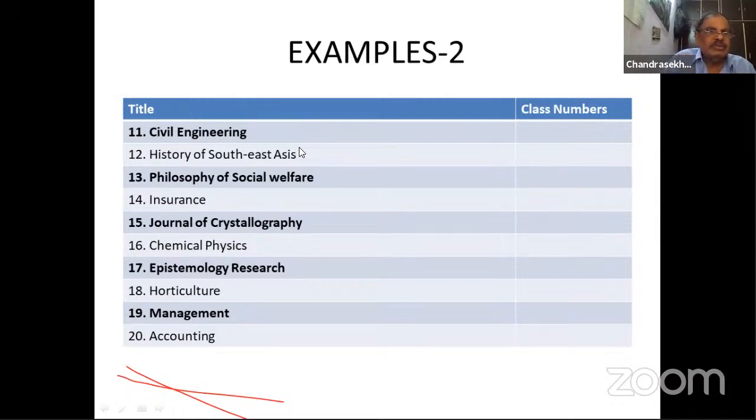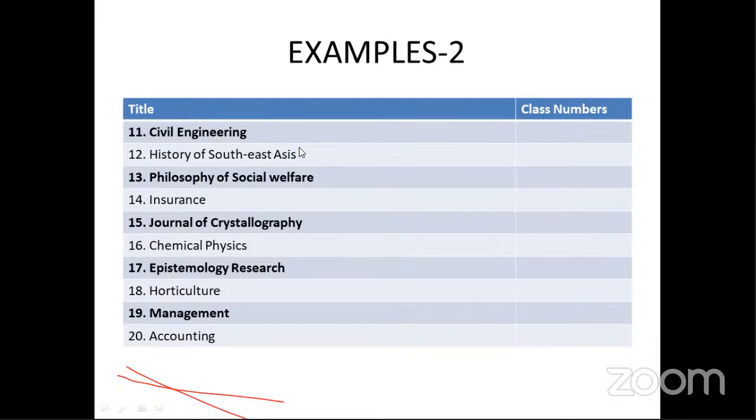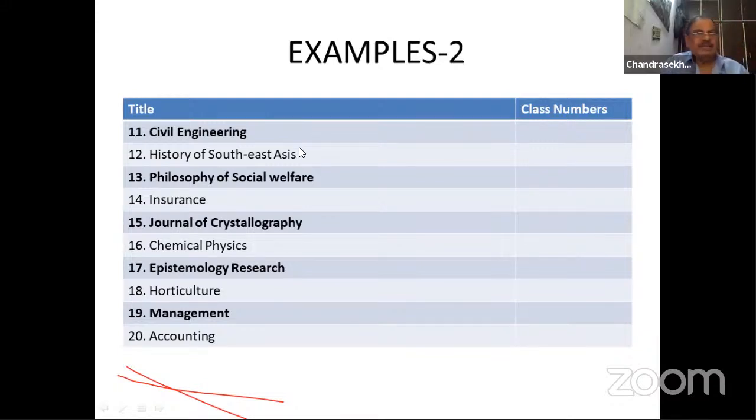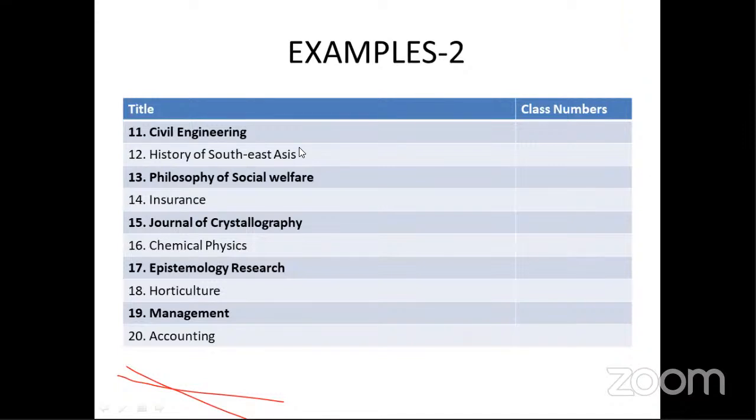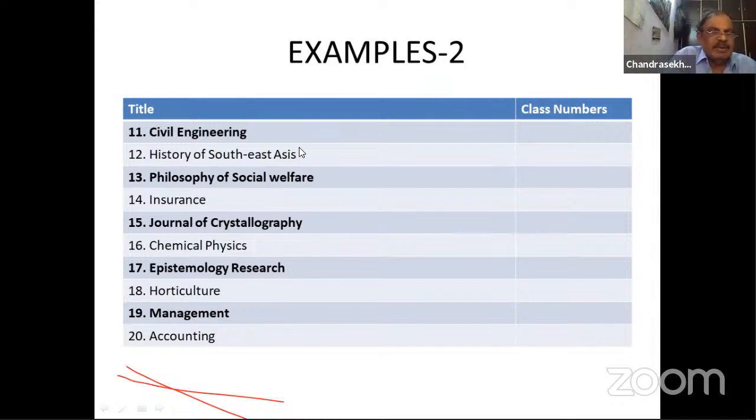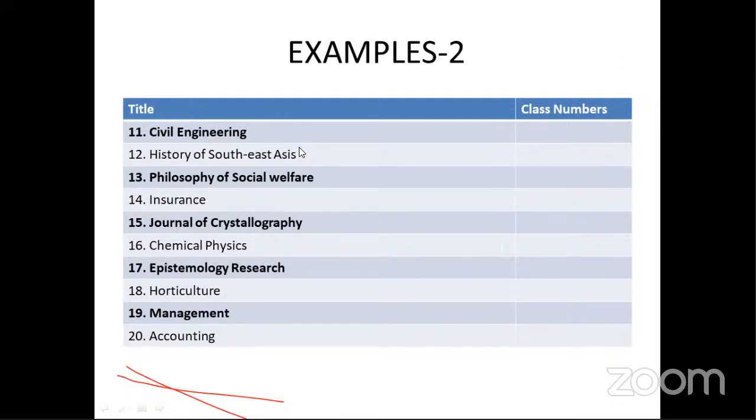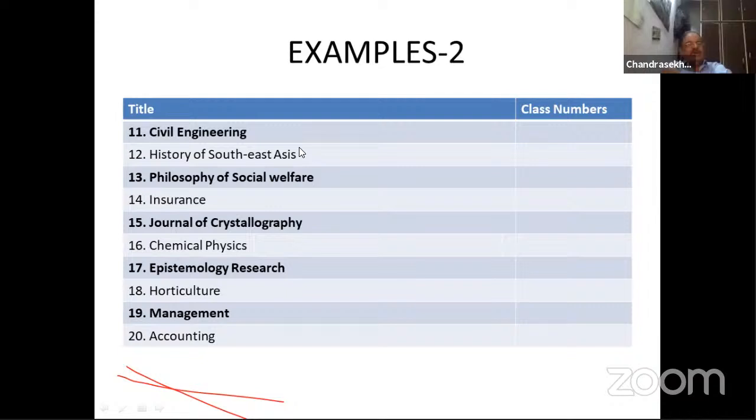Then insurance, 368. It is also under social problems, so 368 is the direct number you can add. Then journal of crystallography. Crystallography is the subject dealt with under chemistry. So you see the third summary, 548 is crystallography. Direct number is there.